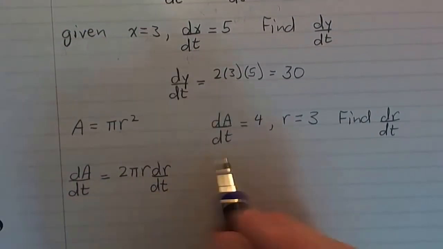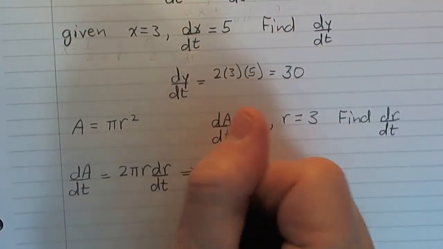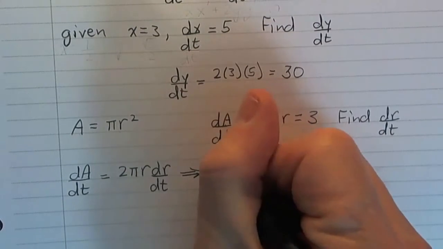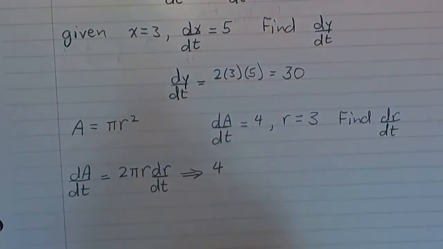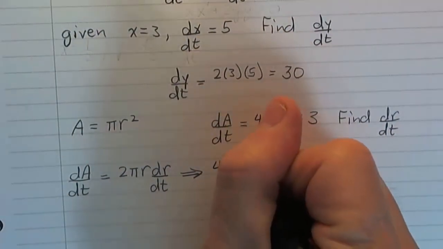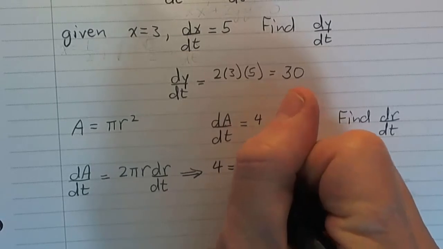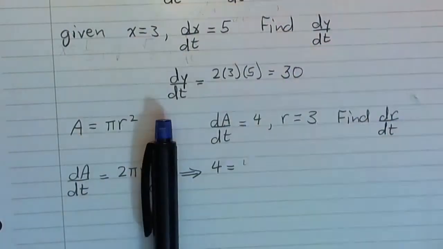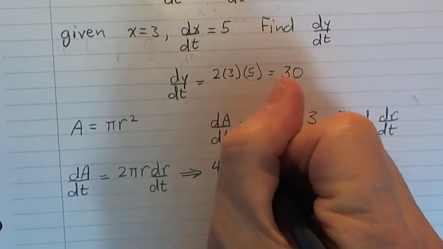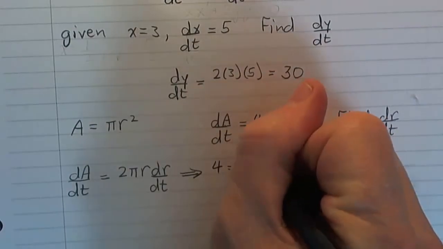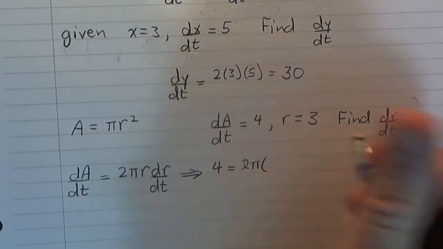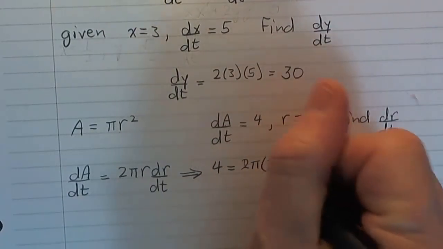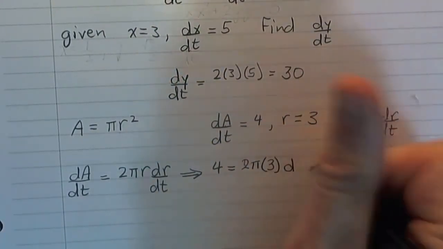Now let's see if we can plug in everything. In place of dA/dt, I'm going to put a 4. And then over here we've got 2 pi times r. r is 3. times dr/dt.